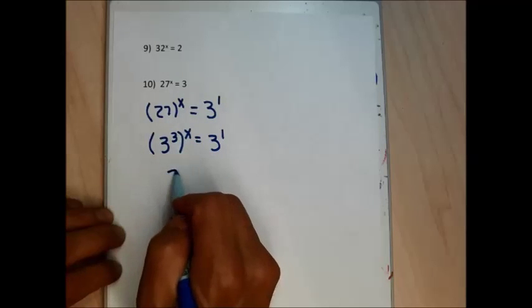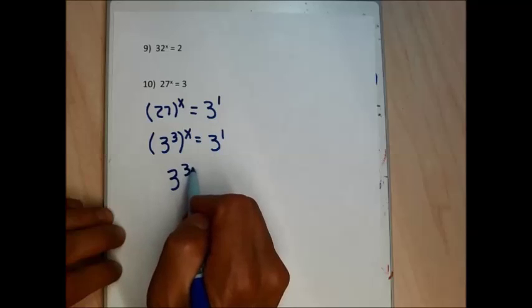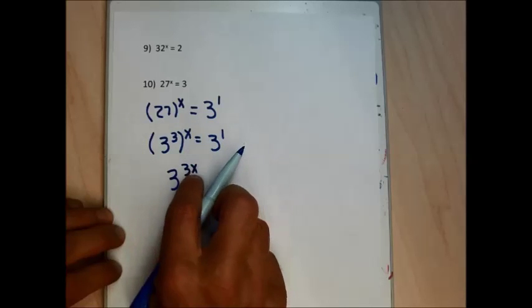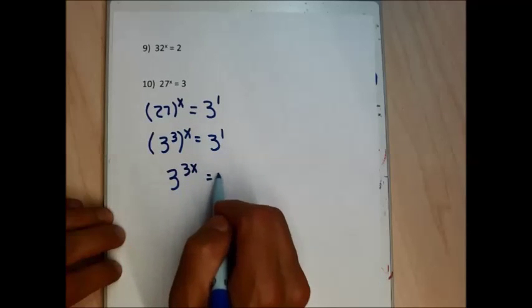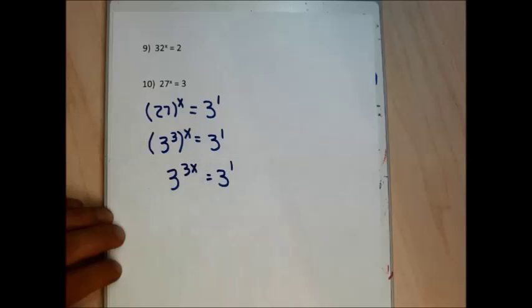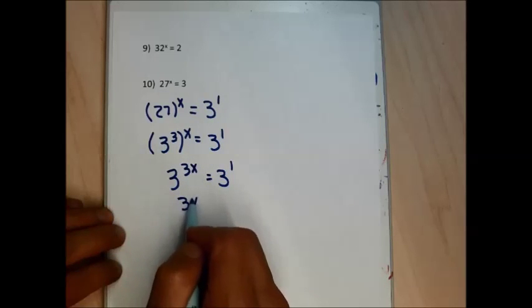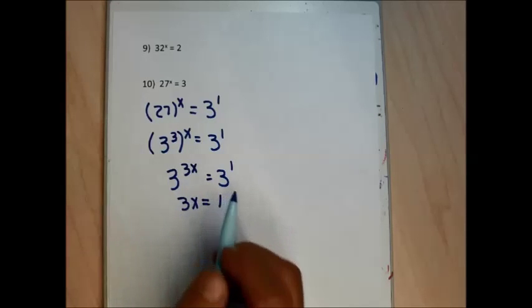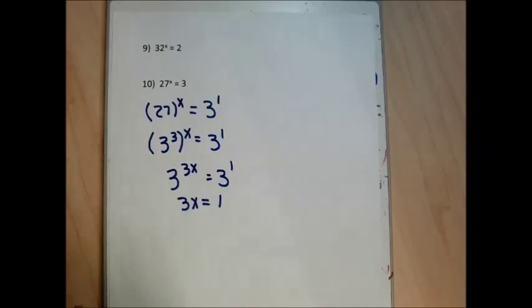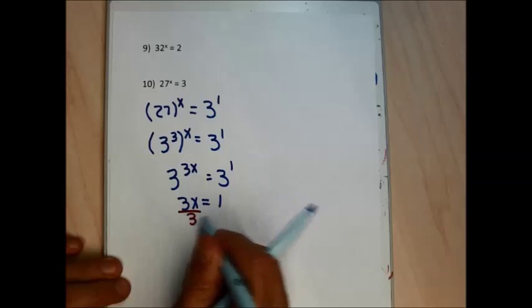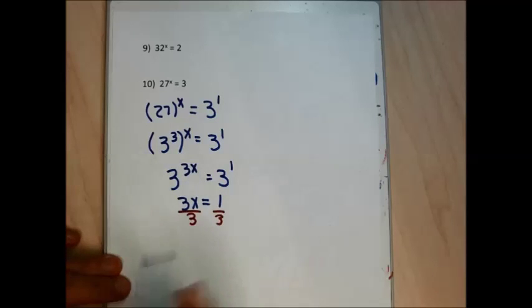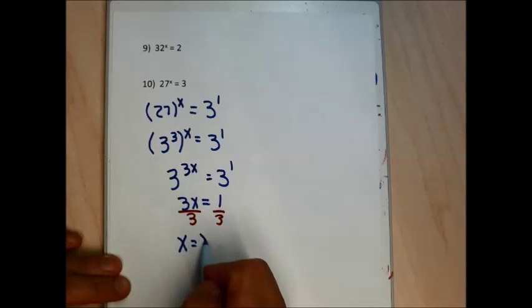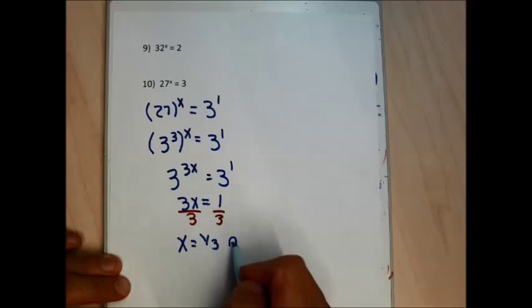To drop the parentheses, you multiply the exponent 3 times x. So the exponent is going to be 3 times x, which is 3x. And that's going to be 3 to the 1st. Now I have the bases the same. I drop the bases and I set the exponents equal to each other. And I'll divide both sides by 3 and get x equals 1/3 for my answer to problem 10.